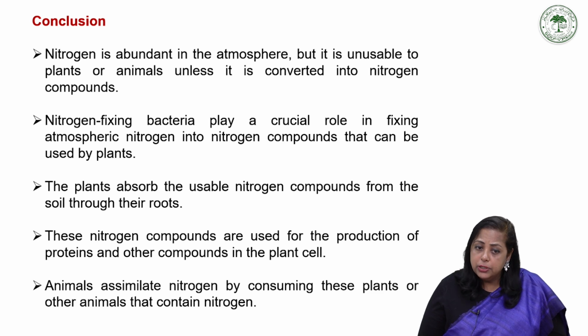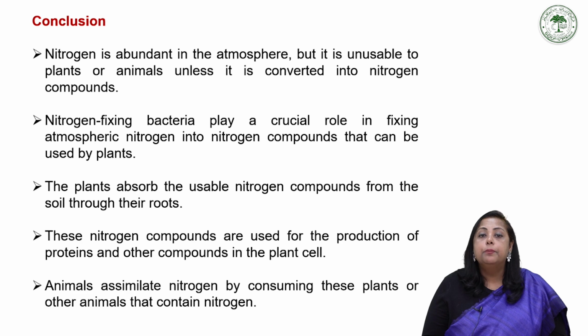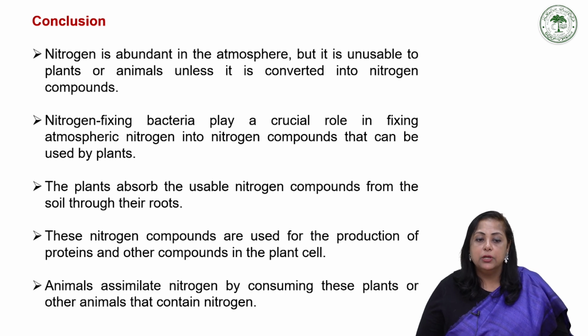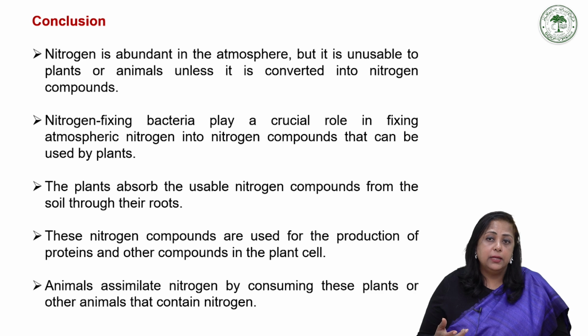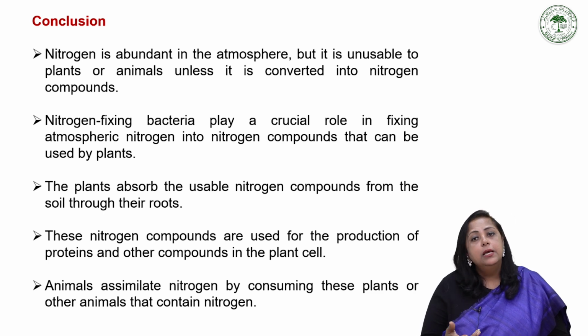These nitrogen compounds are used for the production of protein and other compounds of the plant cell. So, these nitrogen compounds, which are actually converted from the atmosphere, will be used for the production of proteins and other compounds in the plant cell. Animals assimilate nitrogen by consuming these plants or other animals that contain nitrogen. So that's how we get the nitrogen. We get the nitrogen from the plants, and plants get the nitrogen by fixation.